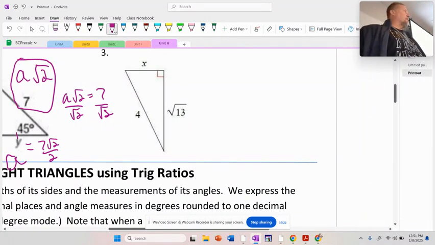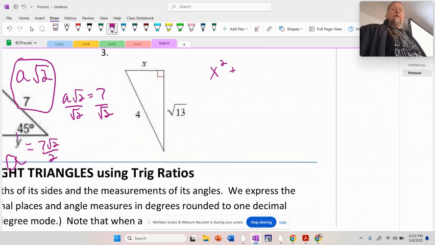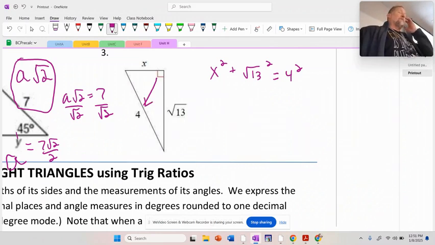And then is this a 30, 60, 90? No. So what do I have to use? I just said it before. Pythagorean theorem. I know I'm going over this fast because this is review. This is the hypotenuse. So it's a squared plus b squared equals hypotenuse squared, c squared. 4 squared, 16.